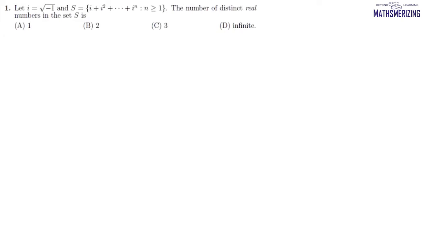Today we'll discuss ISI's B-Stat and B-Math 2013 paper, and the first question is, we are given the set S, which is the sum of the series iota plus iota square plus iota cube up to iota to the power n. One result that we know is that the sum of any 4 consecutive powers of iota is always 0. So if n is a multiple of 4, we'll have k groups of 4 consecutive powers each. In that case, this sum will be simply 0.